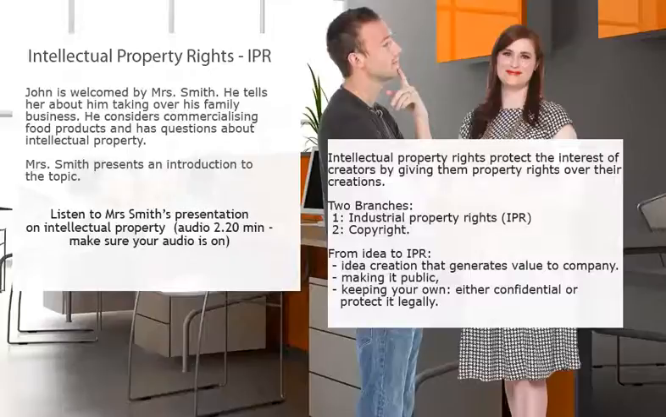Intellectual property is usually divided into two branches: industrial property and copyright. Industrial property relates to all manufactured or natural products and methods and services. Copyright relates to artistic creations such as poems, novels, music, paintings, and cinematographic works.